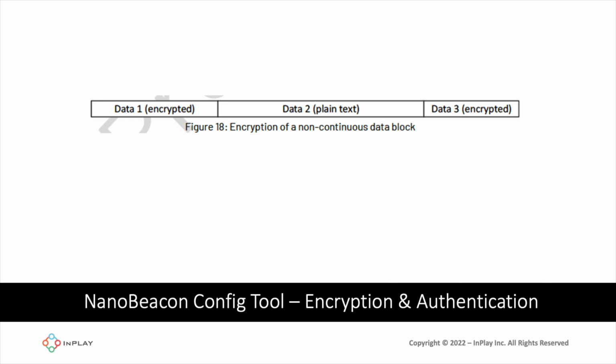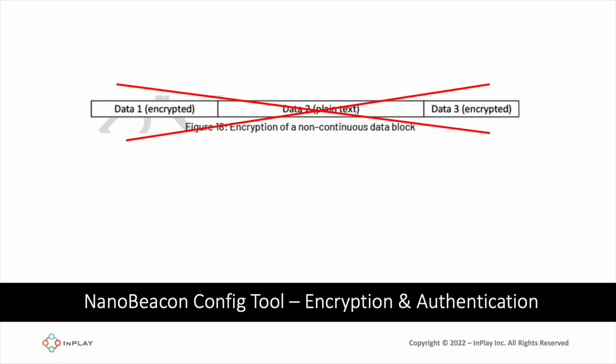But before we do that, let's cover one important aspect. The encryption data fields have to be included in consecutive order within the advertising packet. So for example, if we take a look at what's shown here, we see that data 1 is encrypted, and then data 2 is in plain text and not encrypted, and then data 3 is encrypted. So data 1 is separated from data 3, which both are encrypted, and this is not supported. They have to be in a continuous data block.